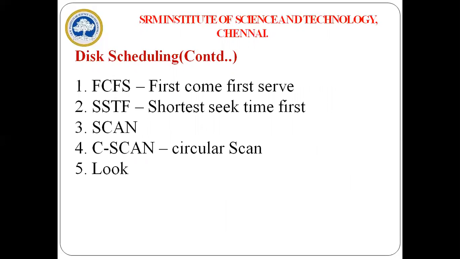Now these are the five disk scheduling algorithms. The first one is FCFS, first come first serve. The second one is SSTF, shortest seek time first. The third one is SCAN, the fourth one is C-SCAN, that is called the circular scan, and the last one is LOOK scheduling. Each and every disk scheduling algorithm has some advantages as well as disadvantages. So now we will see them one by one.